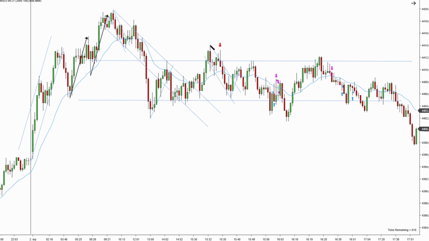Take a look how the market likes to move in twos. This is the first leg, pullback. This is the second leg right here. This is the first leg up, pullback. We have a second leg up here. So the market likes to move in twos. Two-legged pullbacks are high probability setups.